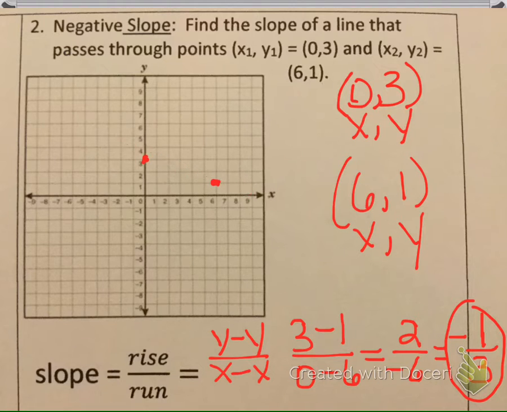I'm just having a hard time with my... Okay, you get the gist here. It's not a very good line. But as you could see, this line is going down. That would be a negative slope. When I figure it out mathematically, I have a negative slope.